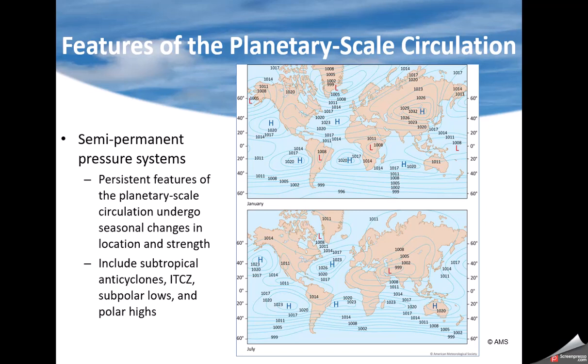If you move into July, the pattern's weaker in the northern hemisphere and stronger in the southern hemisphere, and you wind up pushing those highs a little further north and lows a little bit further north, so you wind up with a different type of pattern.